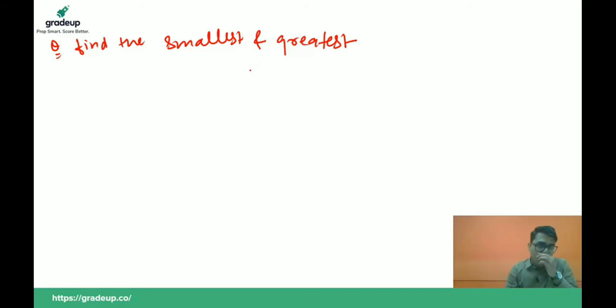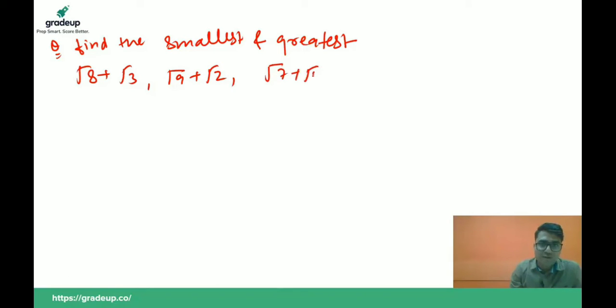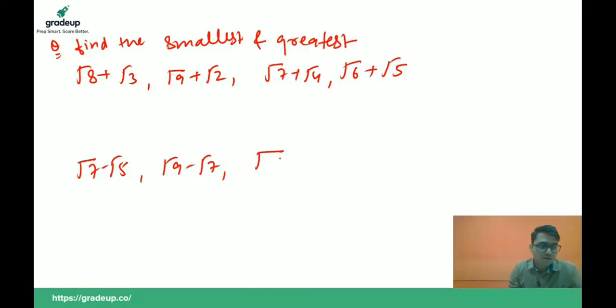Next question is, find the smallest and greatest. If we are having the question: root 8 plus root 3, root 9 plus root 2, root 7 plus root 4 and root 6 plus root 5. You have to find the smallest and greatest. And next is root 7 minus root 5, root 9 minus root 7, root 5 minus root 3 and root 11 minus root 9. You have to find the smallest and greatest.